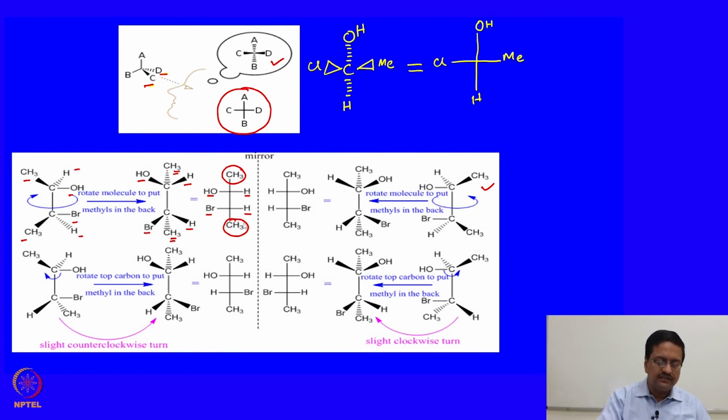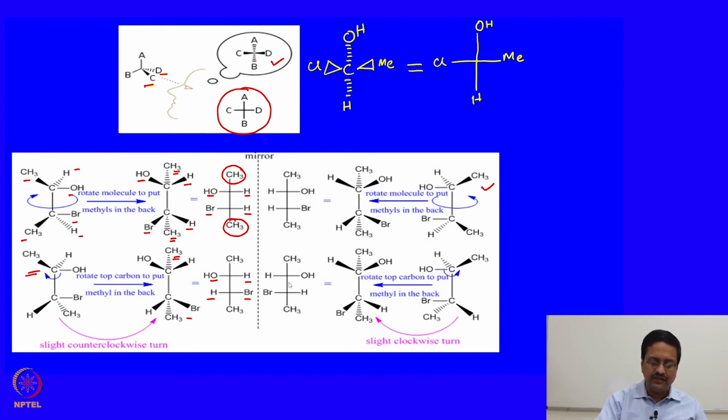Similarly, here this molecule we rotate in such a way that we just rotate the top carbon to put the methyl group to the back, and we get this condition. And then when you draw the Fischer projection, the two methyl groups on top and bottom are below the plane of projection. The OH and H here, and that hydrogen and bromine, are pointing upwards from the plane of projection.